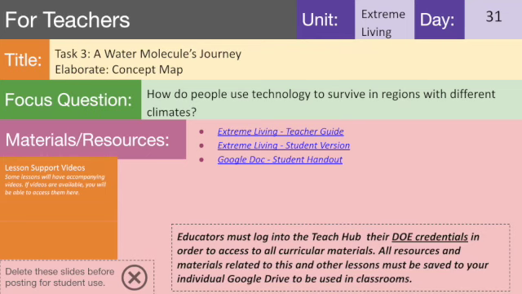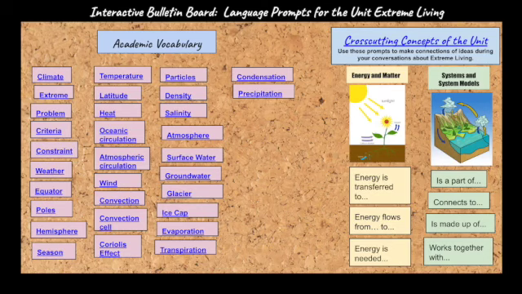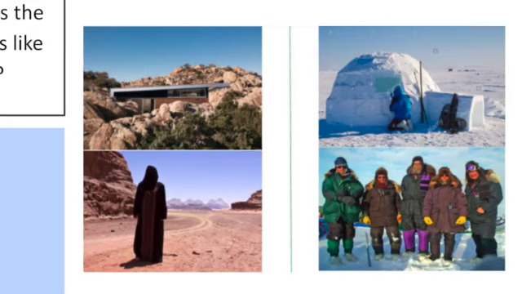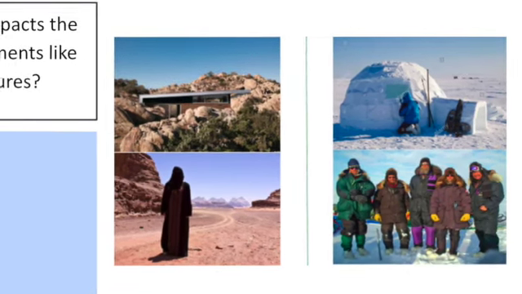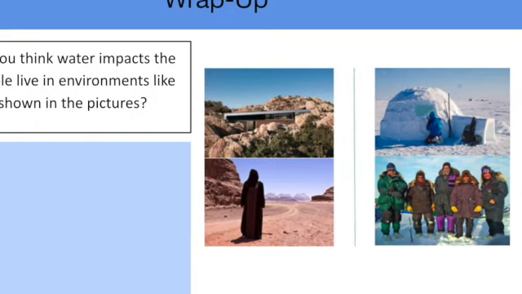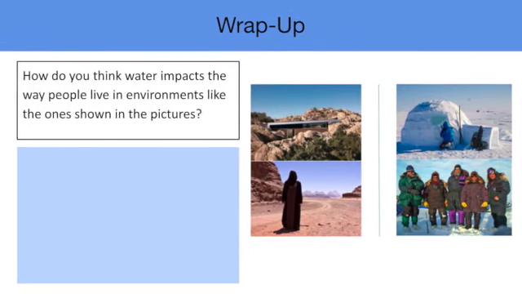Finally, Day 31 gives students the opportunity to reflect on what they've learned so far. Students will discuss their learning in groups, as well as generate new questions based on what they've done. Be sure to review the new academic vocabulary and sentence starters on the interactive bulletin board, as well as review and add to the class concept map. The final wrap-up question for the week can help students make a personal connection to what they've learned, as well as come full circle to the original question at the beginning of the week: how water impacts different climate zones.